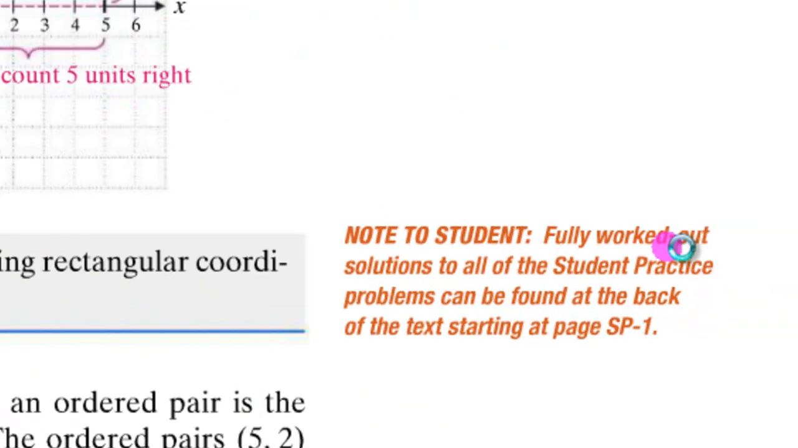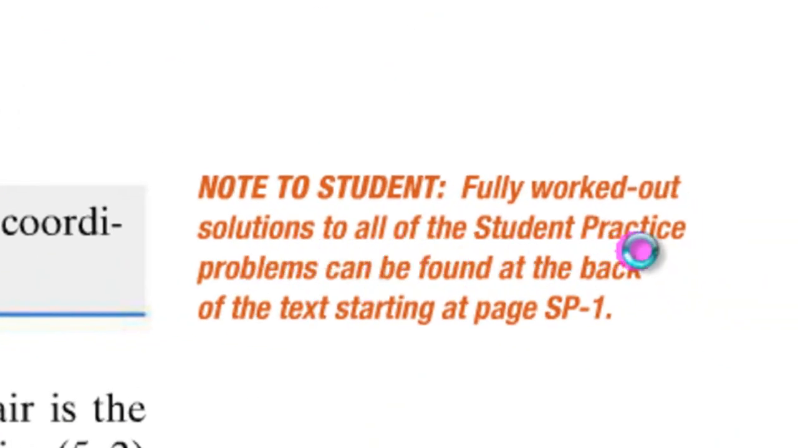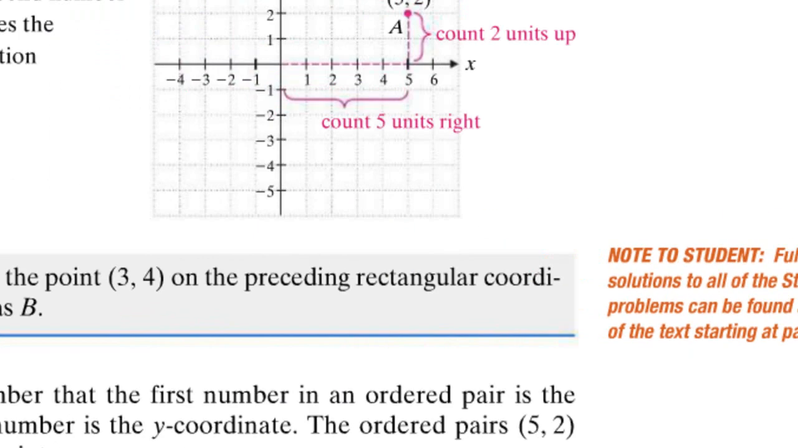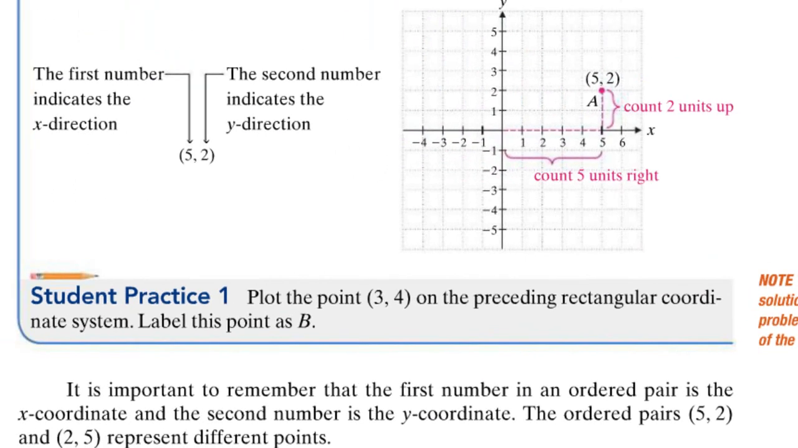There's a little note here that says fully worked out solutions to all of the student practice problems can be found at the back of the text starting at page SP-1. So as you read through the book, if you see a student practice problem that seems similar to maybe one of the homework problems for the section, and you would like to see a worked out solution to that problem, then you can access the solutions to these student practice problems at the back of the book. So let me help you find those.